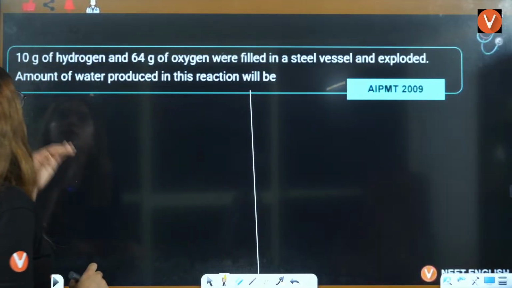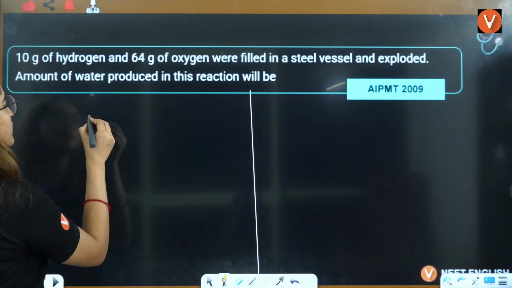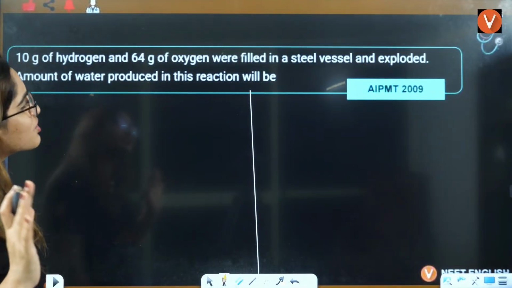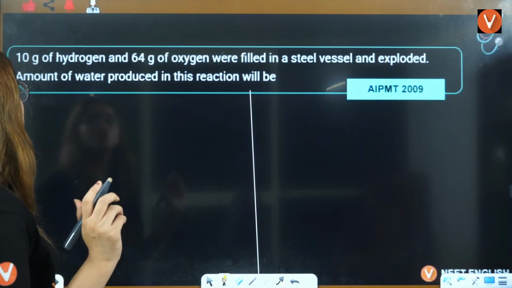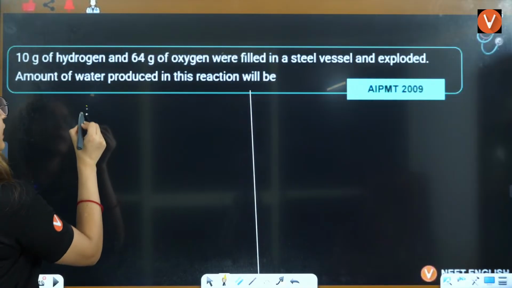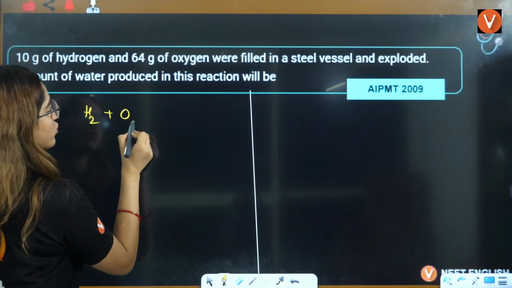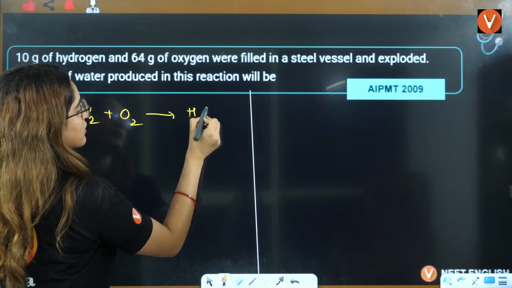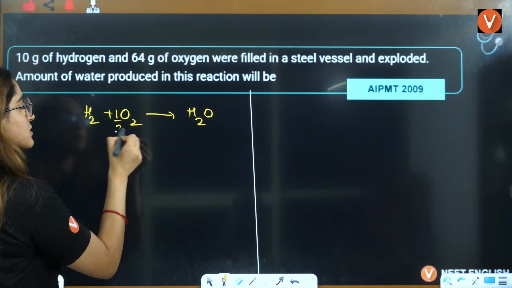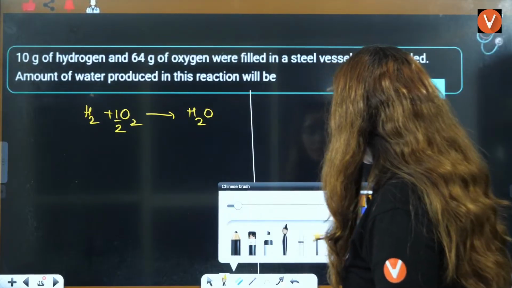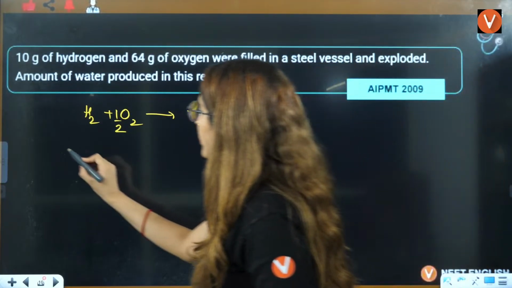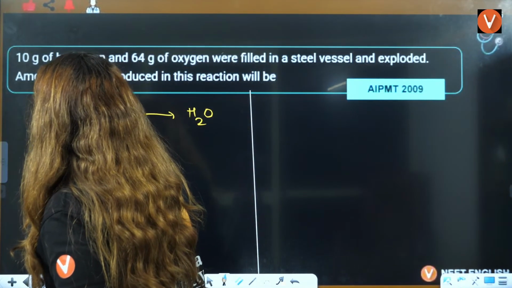10 gram of hydrogen and oxygen were filled in a steel vessel. Okay. So you have 10 gram of H2 and O2 that is filled in a steel vessel. We know that this is the balanced chemical equation. Okay. Now, let us write what is given and what is the stoichiometry.